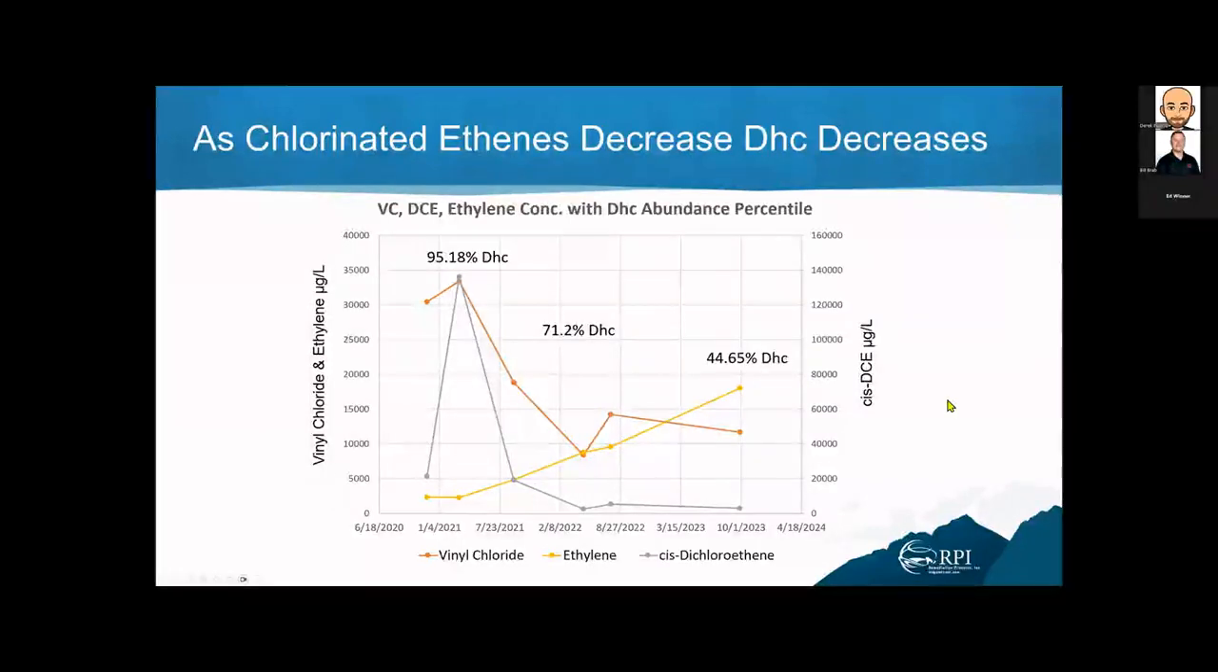And you notice that as vinyl chloride and DCE concentrations are falling, the obligatory Helicoides McCartyi, the one that has to have a chlorinated compound for respiration, is also dropping. And that explains why you see its numbers. It's actually a confirmation that the site is being cleaned up.